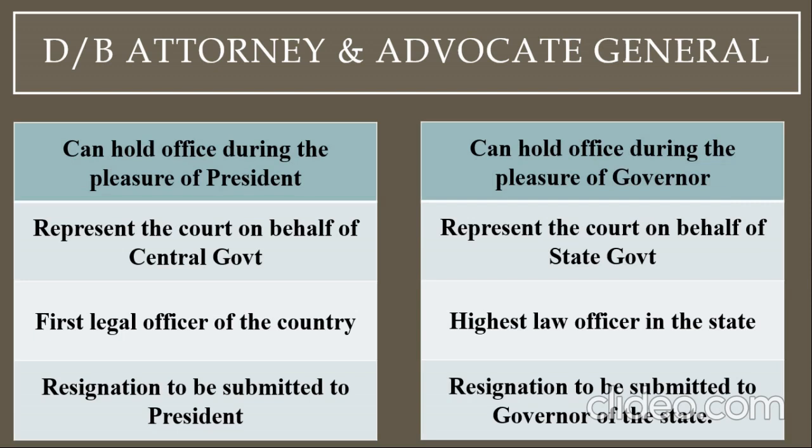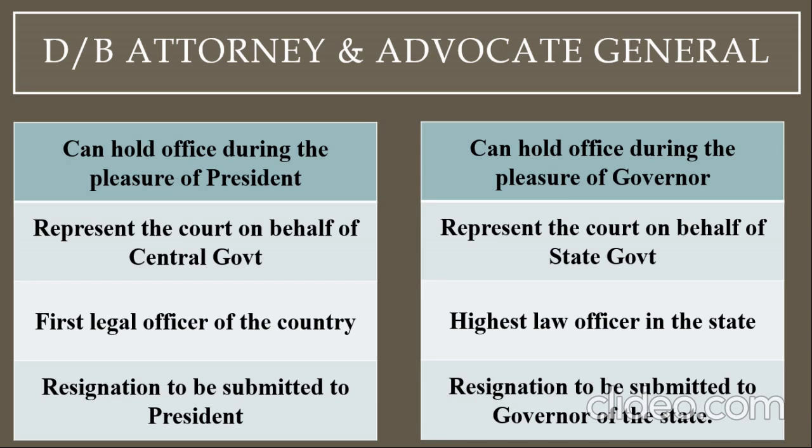Here it's the Governor. He can represent the court on behalf of the central government. Here he represents the courts on behalf of the state government. He is the first legal officer of the country, whereas he is the highest law officer in the state. The resignation is submitted to the President, and here the resignation is submitted to the Governor of the state. You always have to know that whomever appoints you, you can submit your resignation only to the concerned person. So for the Attorney General, it is the President who appoints him, therefore the Attorney General submits his resignation to the President. And for the Advocate General, it is the Governor who appoints him, therefore he submits the resignation to the Governor.